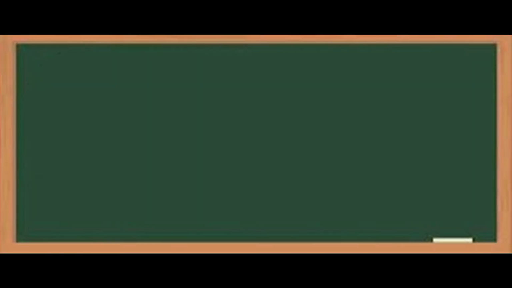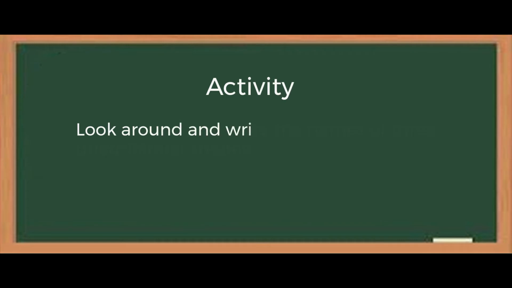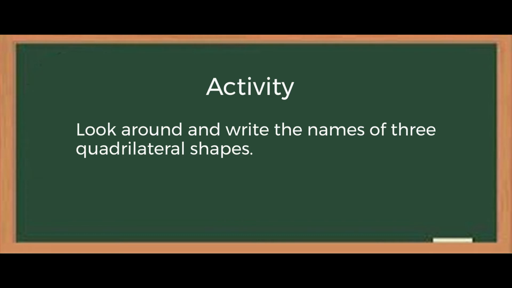So, we will do one activity. The activity is look around and write the names of three quadrilateral shapes. Can you look around the room and write the names of three quadrilateral shapes in your room?